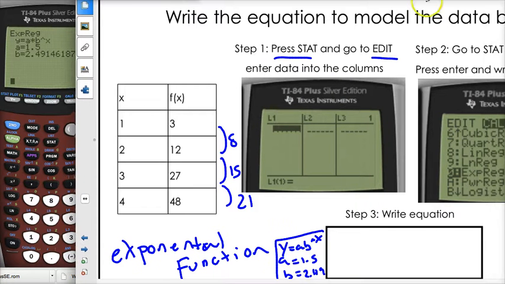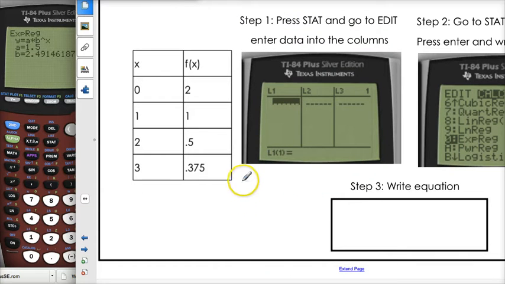So to write our equation, we're just going to plug our a and b in now. All right, we have our a, we have our b. So it's y equals 1.5 times 2.49, you should write the whole thing, to the x. That's exactly what we just did, but it gives you your a and b. Thank you, calculator. All right, so for this one, why don't you guys try this on your own, all right, and then come check your answer. So pause the video, see if you get it correct, okay? Pause your videos, and then come back.